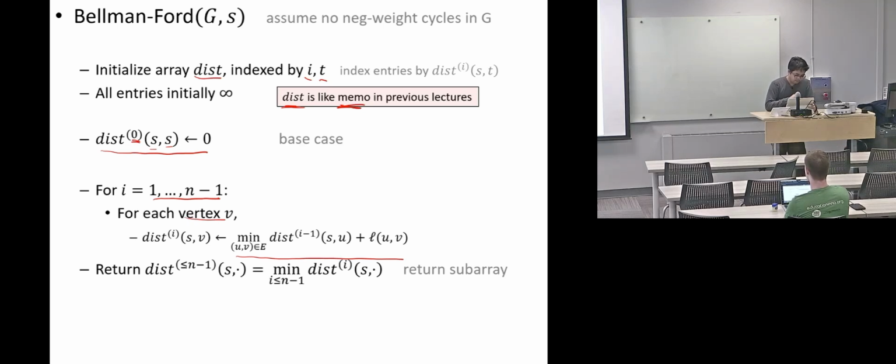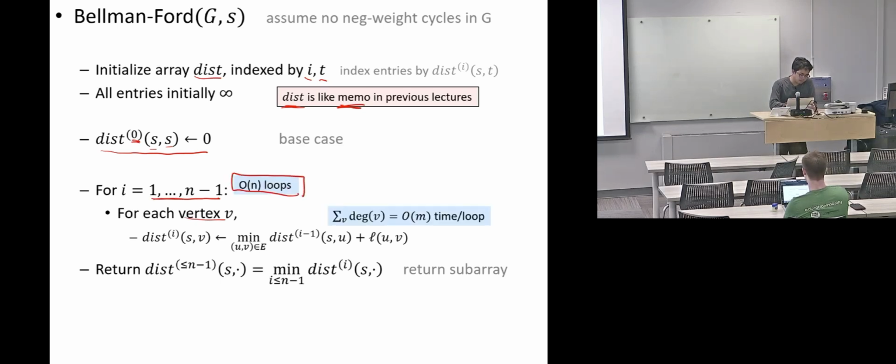Let's analyze the running time more carefully. There are n loops here, because that's the possible number of I's. But the inner loop here actually takes more than n time.